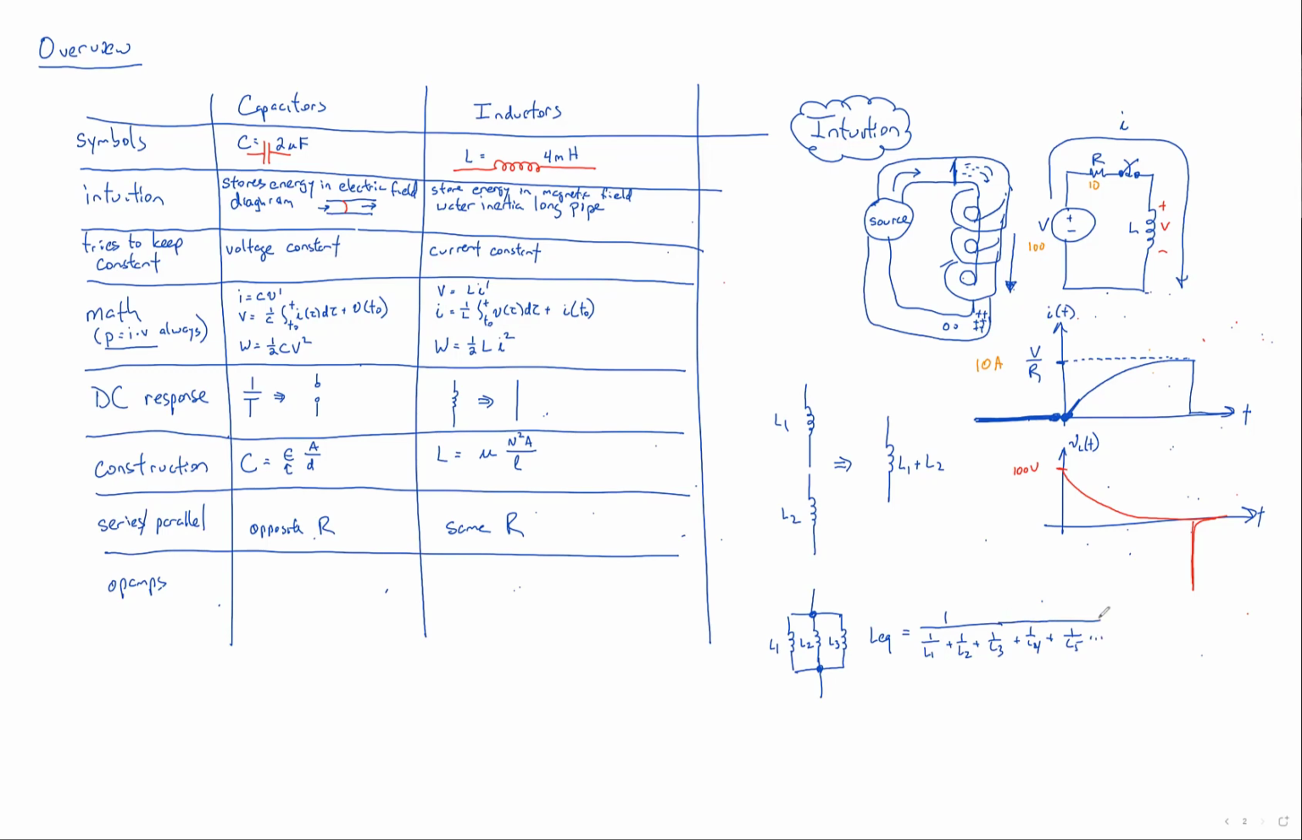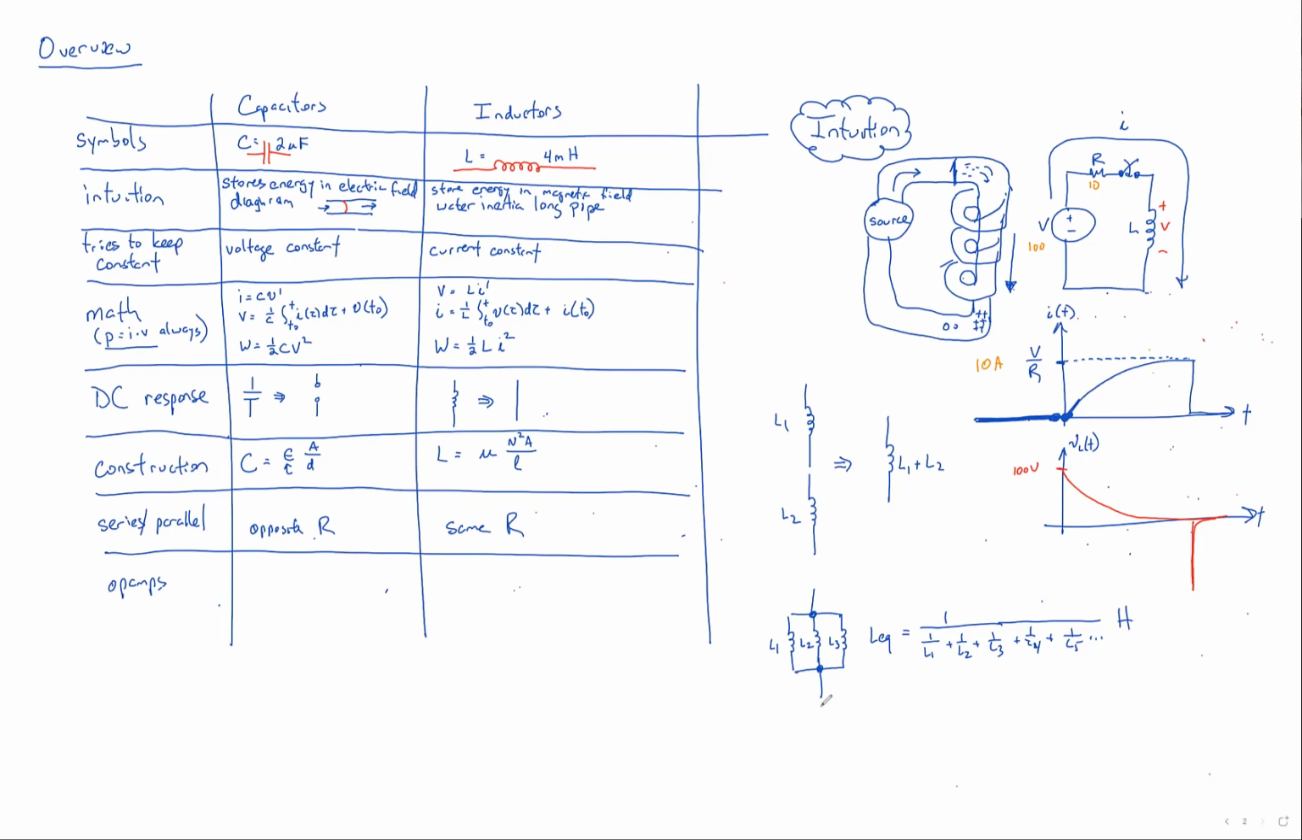Check out what the units are. 1/Henries plus 1/Henries plus 1/Henries. You're going to add them all up. The denominator will be 1/Henries. 1 over that will give you Henries. So the units make sense.